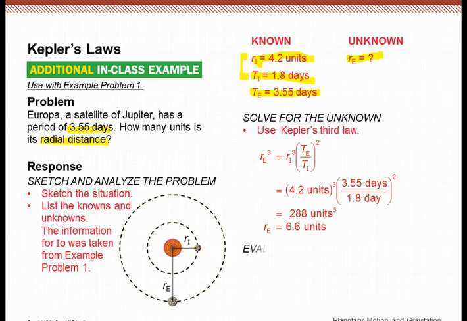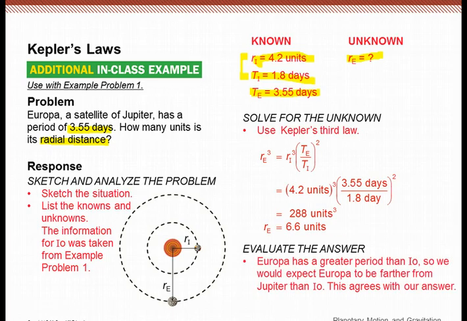And our unknown is the Europa distance, which that cubed is going to equal all this other stuff over here. And we plug in our ratio of the periods, make sure we square it, and then we multiply by the units of Io cubed, and we get a radius of 6.6 units. Now the key is we get this 288, but don't forget to take the cube root of that in order to get 6.6 units. So what does this answer mean?